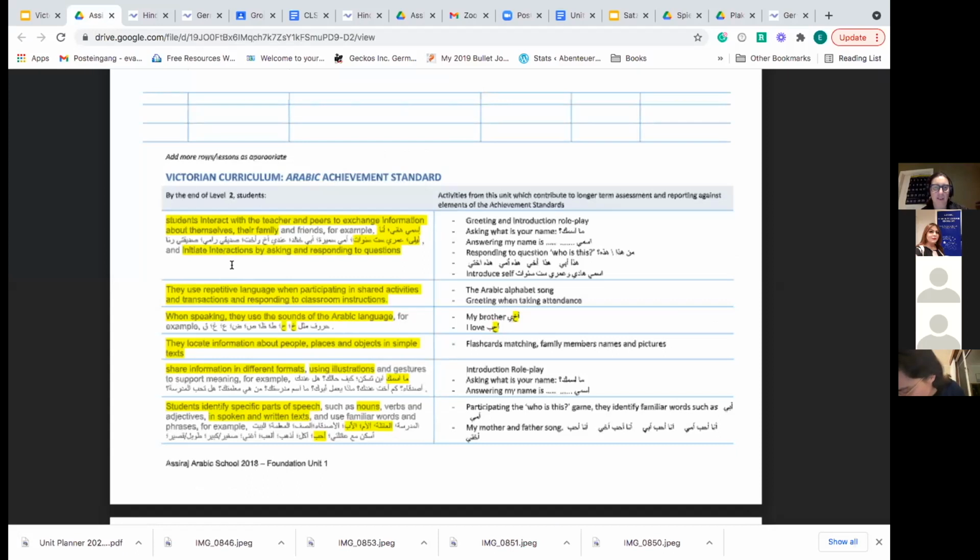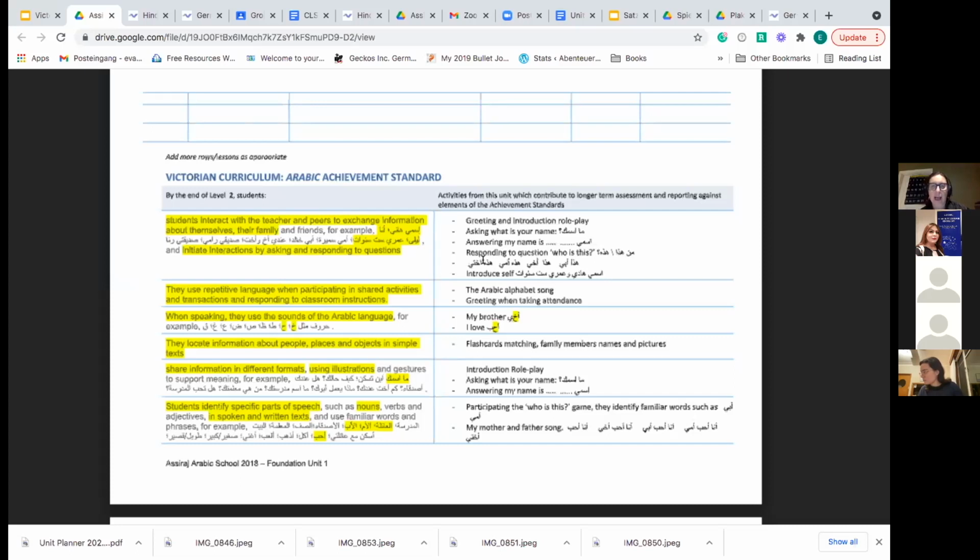So students interact with the teacher and peers to exchange information about themselves, their family, and so on. So you do greetings and introduction role play, you ask questions, you model for them how to say their own name, and so on. So these are the activities to achieve this standard at the end of level 2. Yeah. The same, they use repetitive language when participating in shared activities. The Arabic alphabet song, you don't do that only once, you do that multiple times. So you match your achievement standards with the activities you do in your lessons.